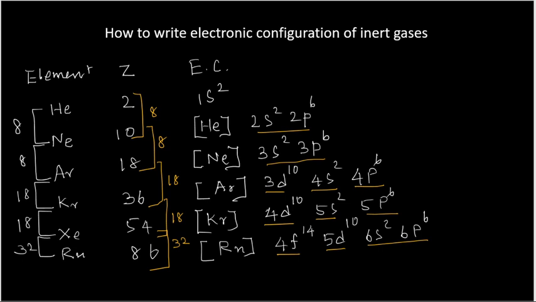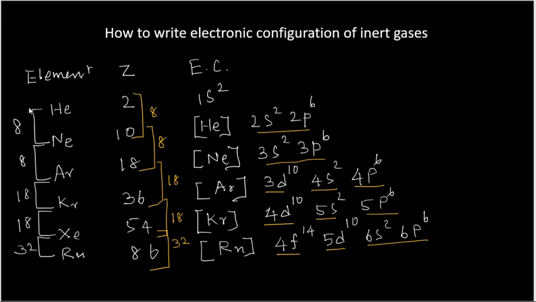In this tutorial, let us learn how to write electronic configuration of inert gases. First of all, write down the elements: helium, neon, argon, krypton, xenon, radon. And its atomic number can be calculated by starting with 2 for helium.